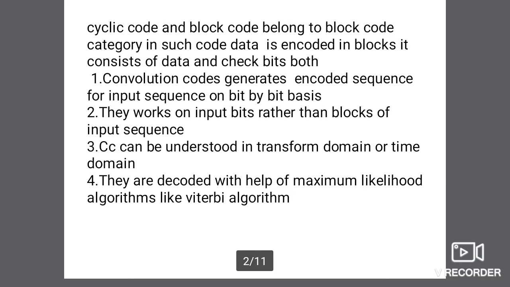Cyclic code and block code belong to the block code category. In such codes, data is encoded in blocks. It consists of data and check bits both. The encoded message is the combination of data and check bits.